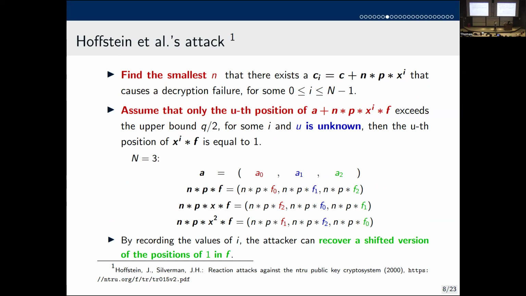Remember, the key is to find the smallest n at which it fails. Because of the circular property of F, you don't care about the exact position. You can find equivalent keys, and you can use this trick to find the position, and then shift it by multiplying by xi, and therefore you find all the positions of the coefficients that are 1 or -1. So that's the basic idea of what they did.